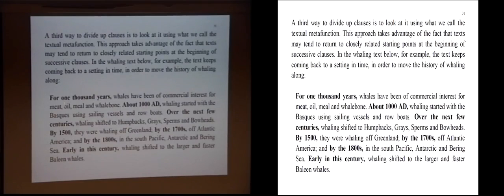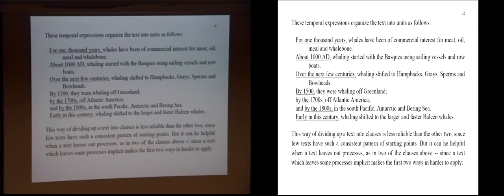So you get this clear temporal progression, marked very clearly: 1,000 years, this, and then this is the topic, and then you have your temporal markings along the way. The good thing about this one is that they use this temporal expression to organize the text into these units. And this one is different from the others because it doesn't give you exactly the same results. If you notice here, by the 1700s off Atlantic America, by the 1800s in the South Pacific, Antarctica, and Bering Sea, they don't have verbs and they're not full statements. But they make sense within the overall context of the development of the text.